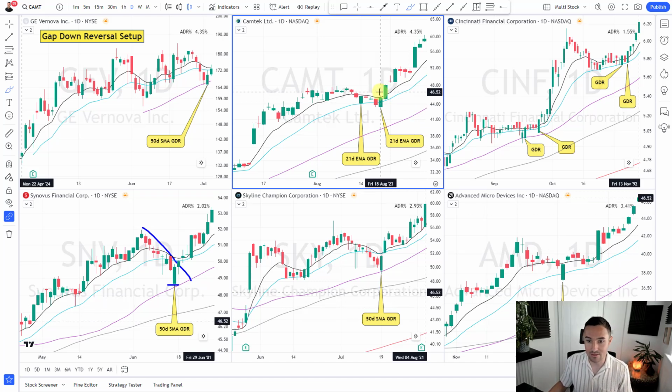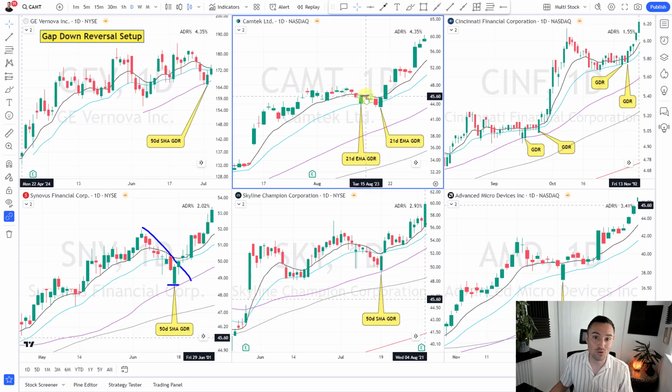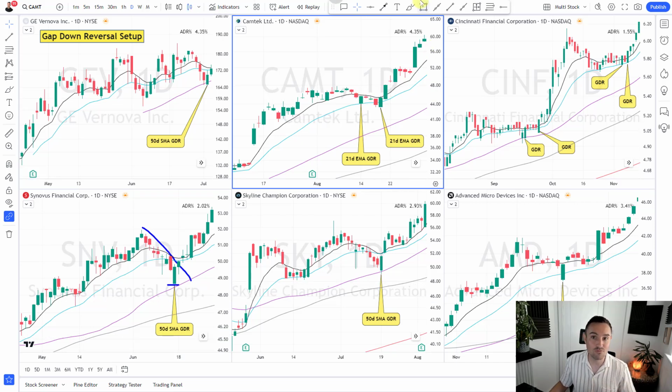So you can see CAMT in 2023. Okay, you get a failed one here if you're targeting it through the high. Not every single gap down reverse bar is going to work. Not every single trading setup is going to work, which is why risk management is really important.